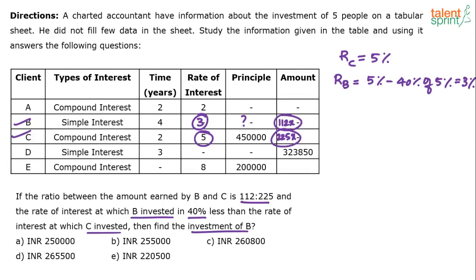How do you arrive at this total amount? I can say the ratio 112 by 225 is as follows. See, total amount of B by amount of C. How do you calculate that?